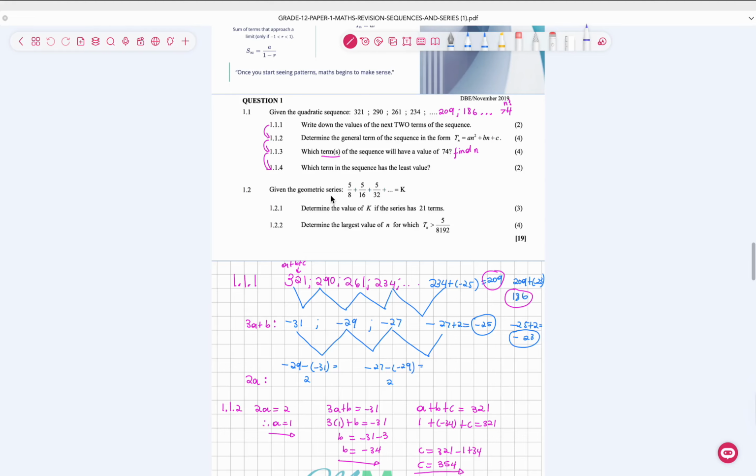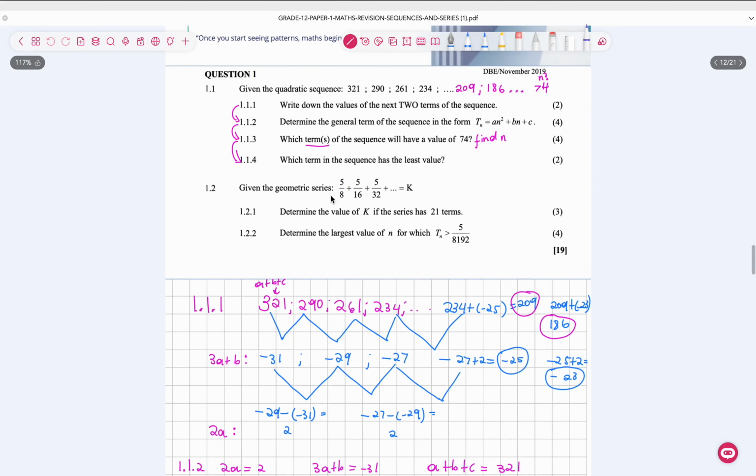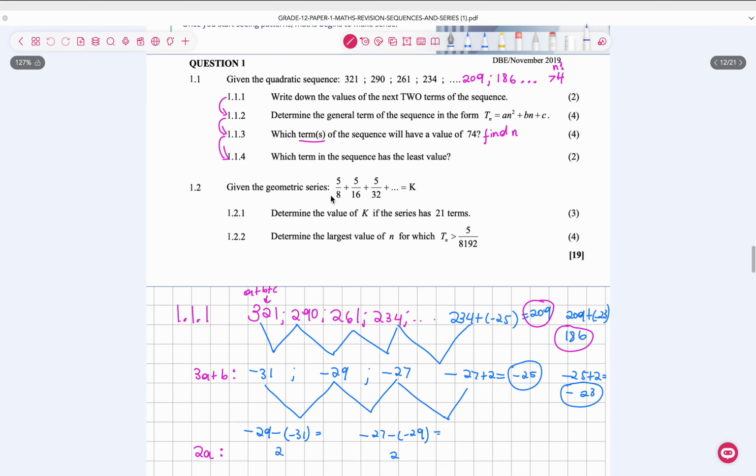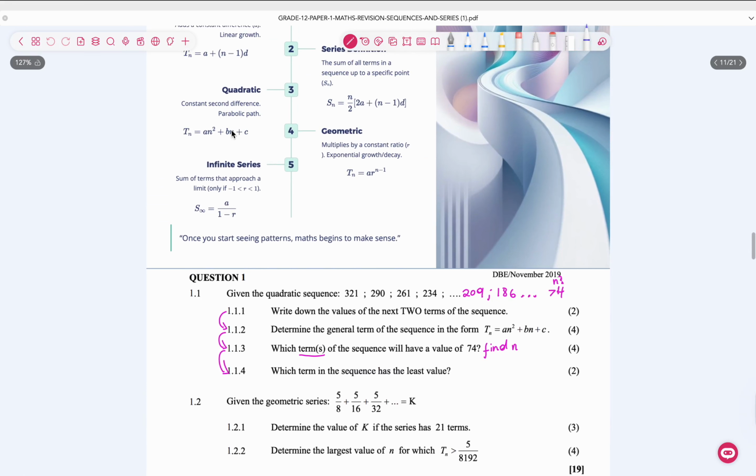We are continuing with our sequences and series. So now we'll be doing question 1.2, which says, given the geometric series 5 over 8 plus 5 over 16 plus 5 over 32 plus ... equal to k. The first question says, determine the value of k if the series has 21 terms.